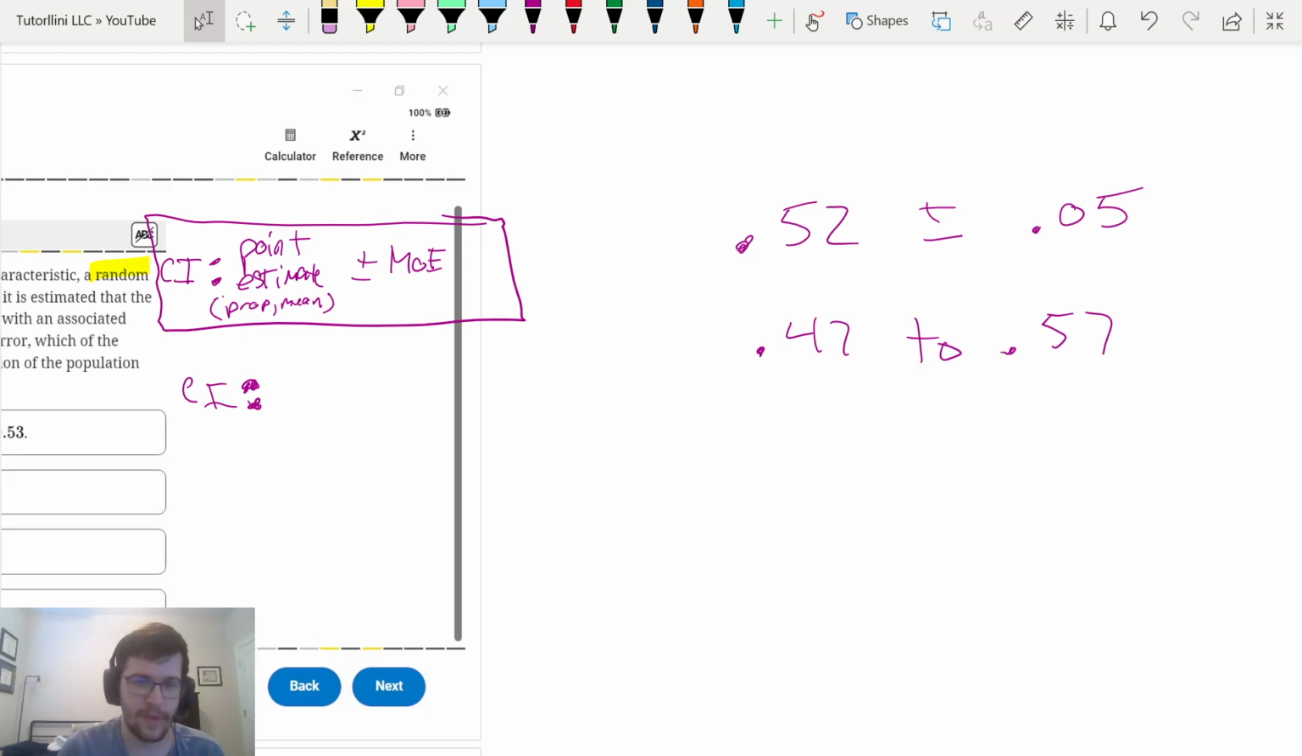You can also do this with a mean. It doesn't have to be a proportion. So let's say the average weight of some dogs is 30 pounds, and you have a margin of error of 2 pounds. You would do 30 plus or minus 2.